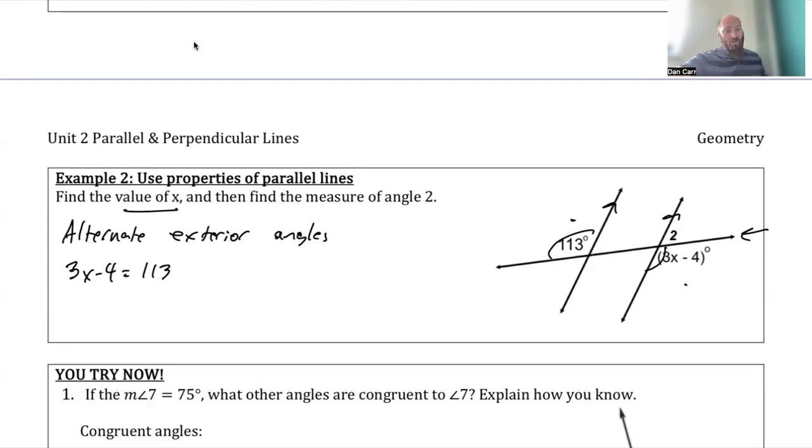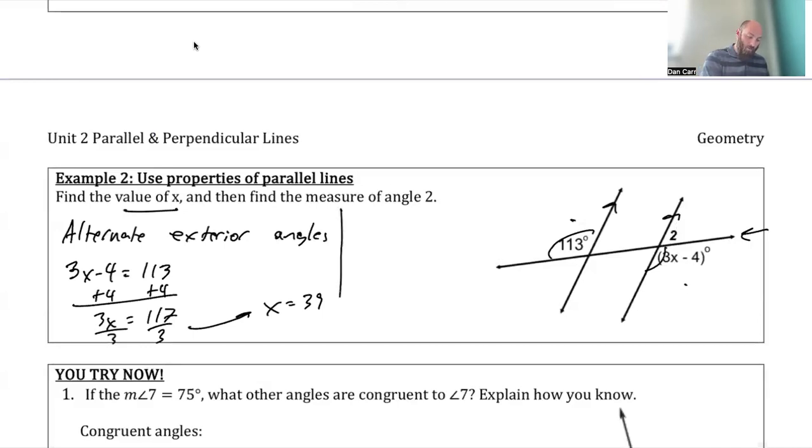From here, I'm just going to solve that as a quick algebra problem. We're going to add 4 to both sides. 3x is equal to 117. And then I divide by 3. So 117 divided by 3 comes out to 39. Okay, so now that I know that x is 39, I can set up angle 2 with this part. So if I plug that in, that's 3 times 39. Honestly, I don't need to do that. Let me take this easier. I already know this is supposed to be 113 degrees.